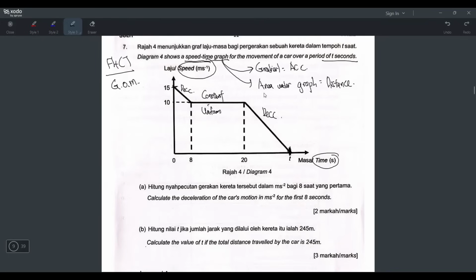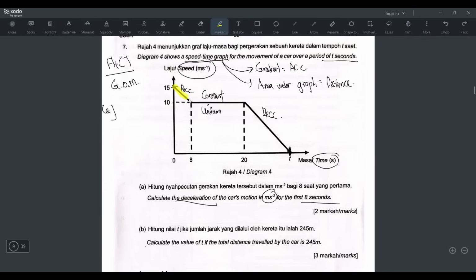Okay, sekarang soalan A suruh cari deceleration of the car motion in meter per second square for the first 8 seconds. Okay, let's highlight the first 8 seconds. First 8 seconds is here. So cerita pasal garisan ni first 8 seconds. And they ask you to find deceleration. Pecutan. Okay, use gradient or use area? Gradient lah. Nak cari deceleration mah.